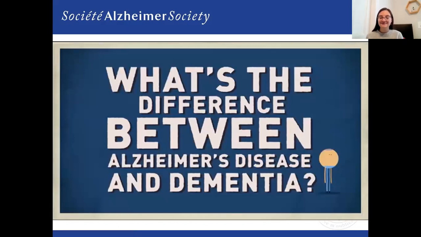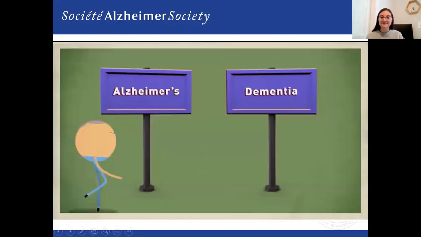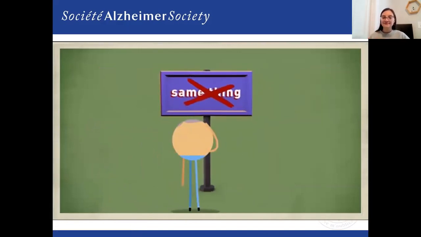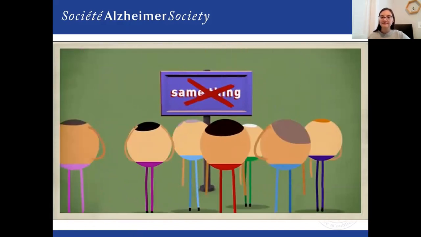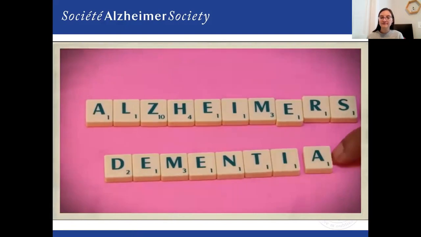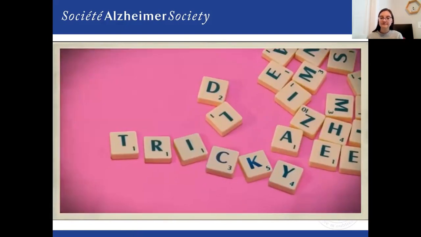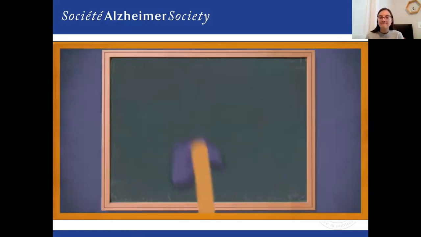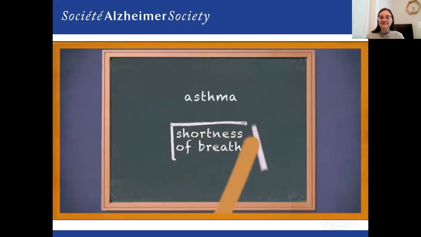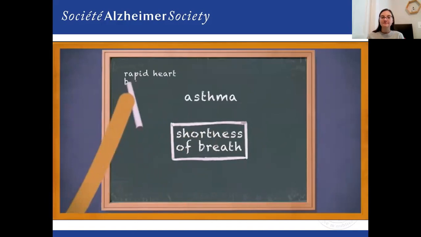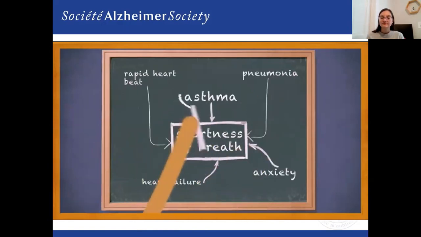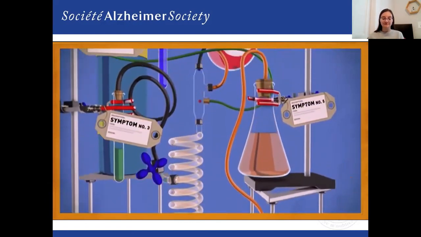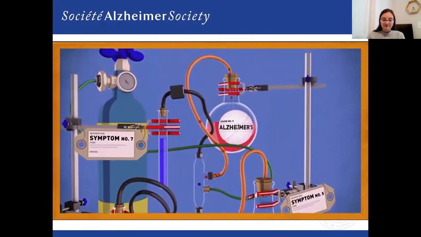What's the difference between Alzheimer's disease and dementia? Perhaps you've been confused by these terms in the past, or mistakenly thought they were the same thing. Well, you wouldn't be alone, because knowing the difference between Alzheimer's disease and dementia can be tricky. But it's actually not too hard to understand. In a nutshell, it's like the difference between shortness of breath and asthma. Shortness of breath is not a specific disease. It can have many different causes, and asthma is just one of them. Likewise, dementia is not one specific disease. It's a combination of symptoms that has many different causes, including Alzheimer's disease.